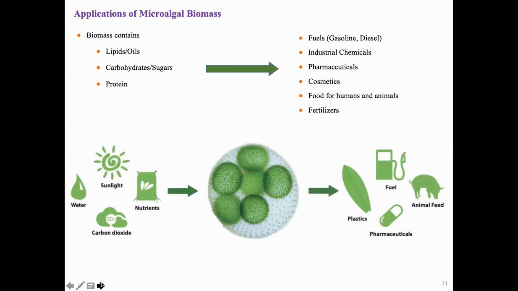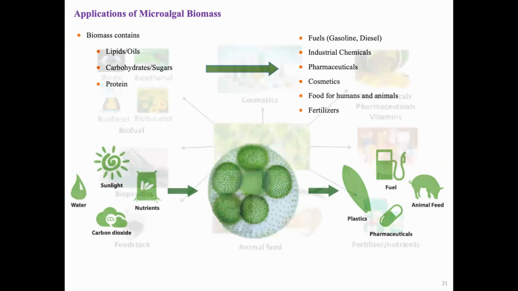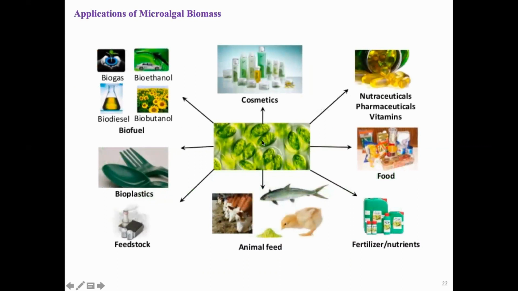As I said earlier, the biomass contains lipids, carbohydrates, and proteins, and all of them have several applications. The lipids and carbohydrates can be converted into biodiesel and bioethanol. The high-value products from microalgae have nutraceutical and pharmaceutical potential. Microalgal biomass can also be used as food and feed, and for fertilizers, the cosmetic industries, and to prepare bioplastics.